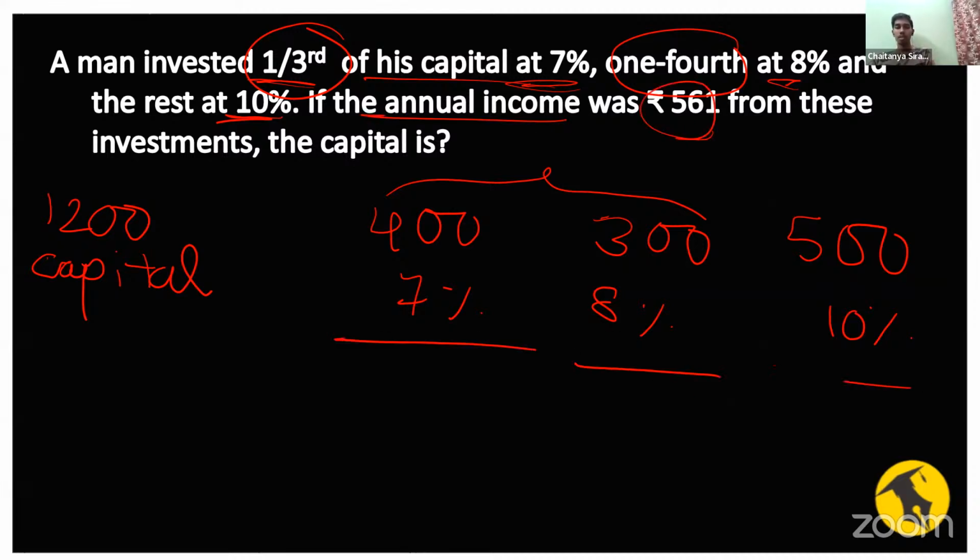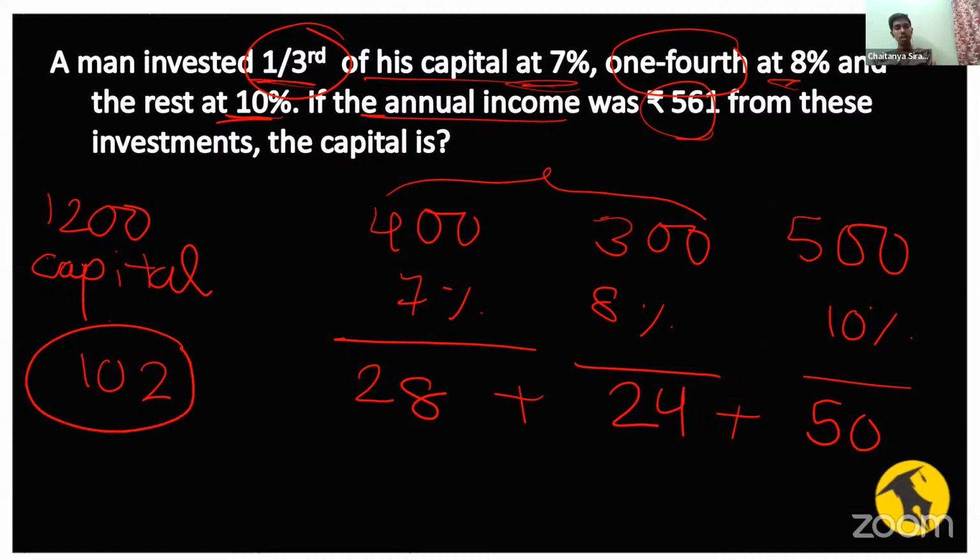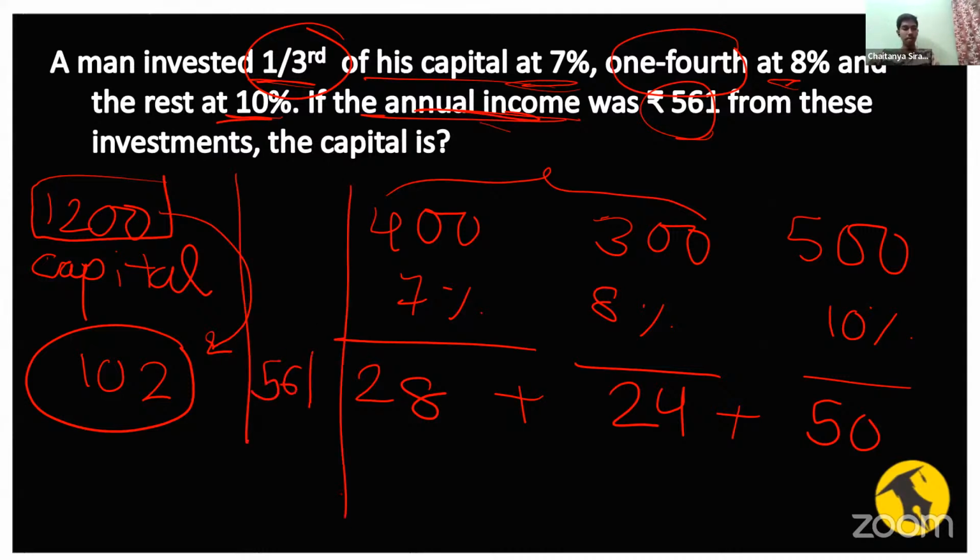So it must be for 1 year. 7% of this would be 28. This would be 24, and this would be 50. So what's the total income? In this case, it's 102. So if he had 1200 as the capital, he would get 102 as the interest or his annual income. But the question says he has an annual income of 561. So can you find out his capital?